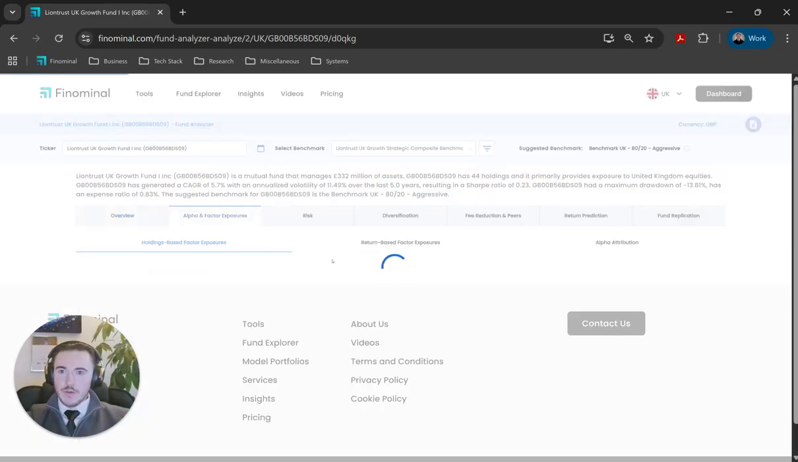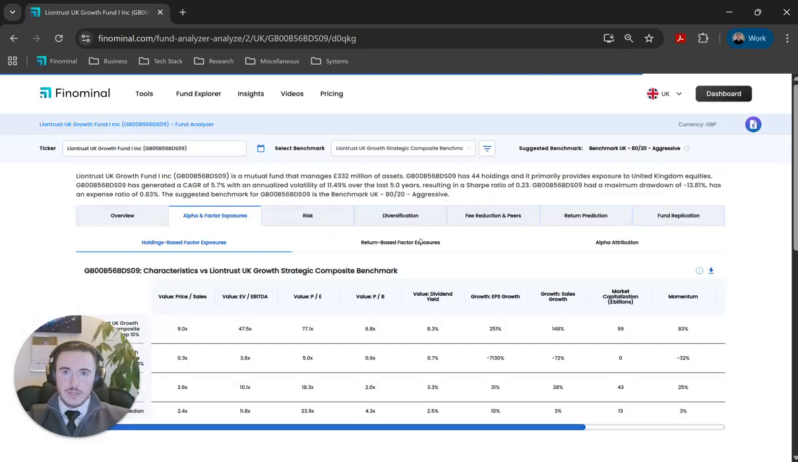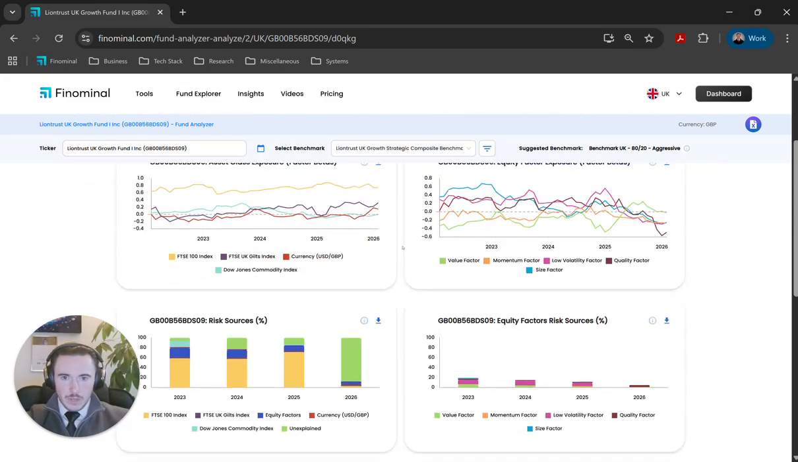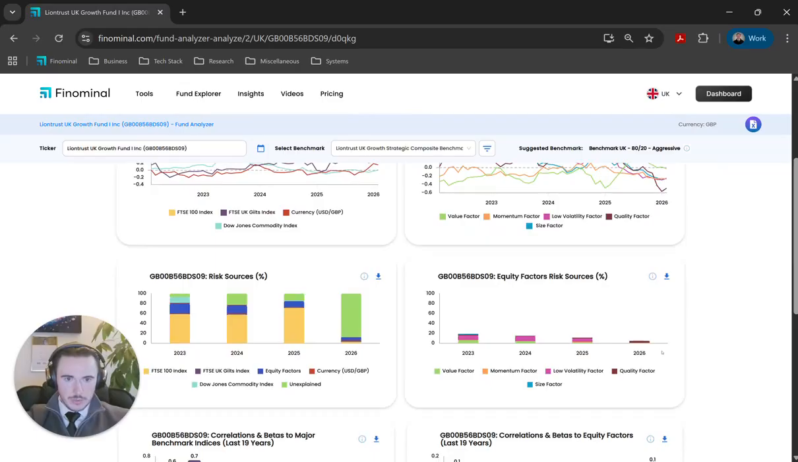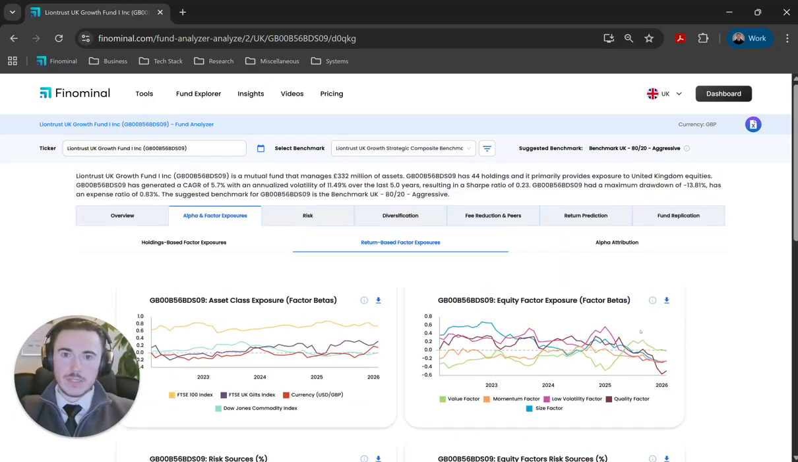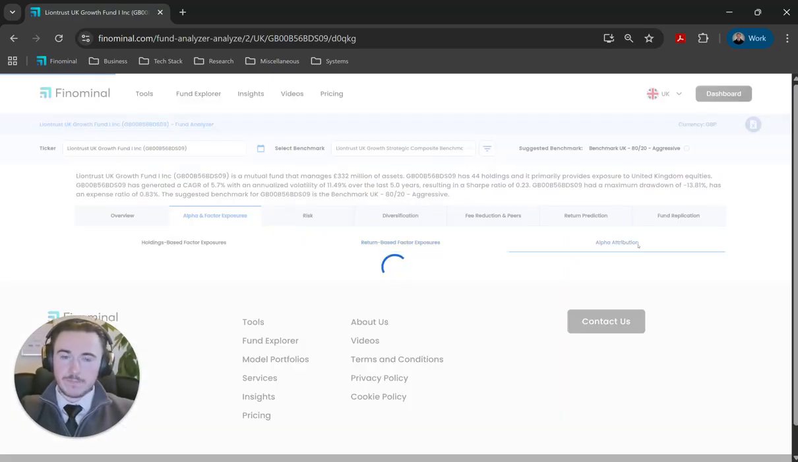Okay, moving over to alpha and factor exposures. I'm going to look at return-based factor exposures, where if I look at equity factor risk sources over the last few years since 2023, the low volatility factor seems to be the main equity factor risk source for this fund, so worth noting.